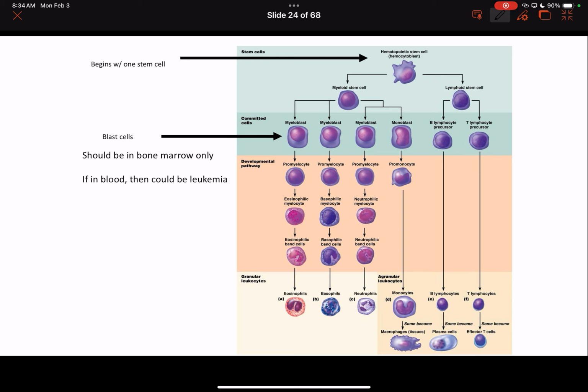So if we do find these in the blood, it could mean that that person has leukemia, where they are producing too many white blood cells, too many immature white blood cells, and putting those into circulation. And because they don't know what to do, they don't know how to function as an immune cell, they start attacking the entire body. Okay, because they haven't gone through the proper training. They haven't gone through enough development to know what is foreign and what's not foreign.